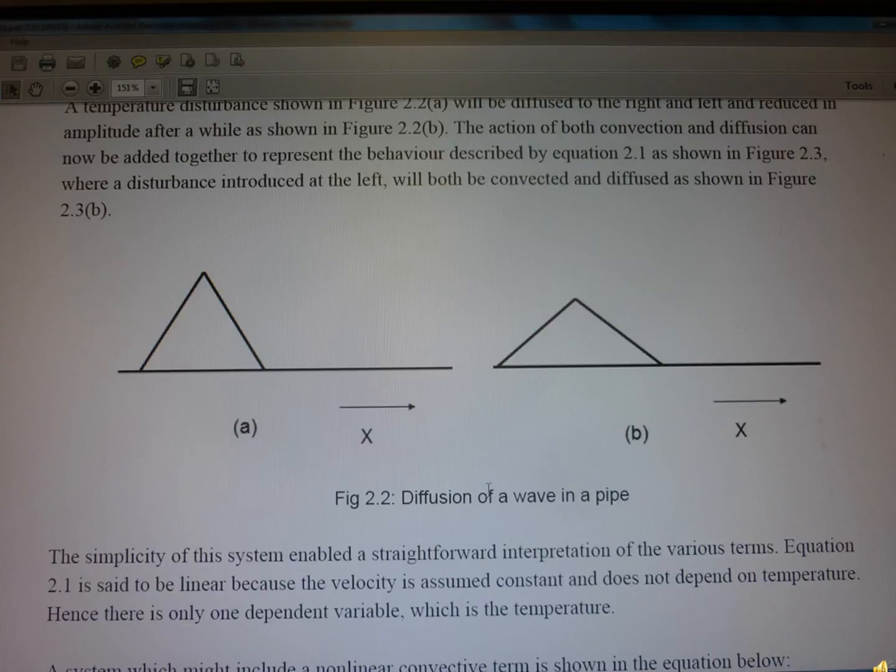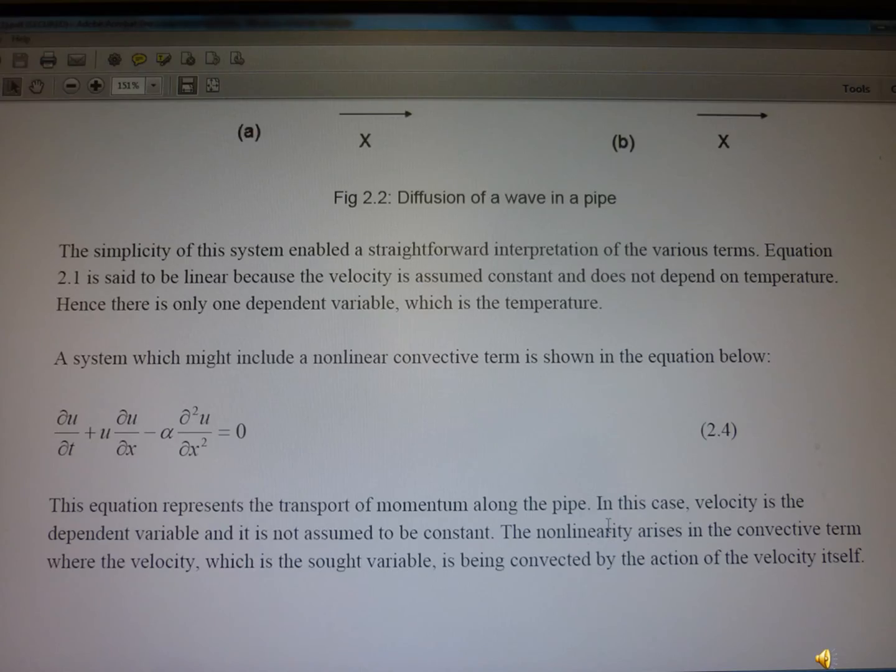So when the temperature and the velocity change, there will be diffusion, with different waveforms, as you can see in the diagram. The system includes a non-linear convective term, so this is the general equation we can write out. The equation is linear because the velocity is assumed constant and does not depend on the temperature; the only dependent variable is the temperature.